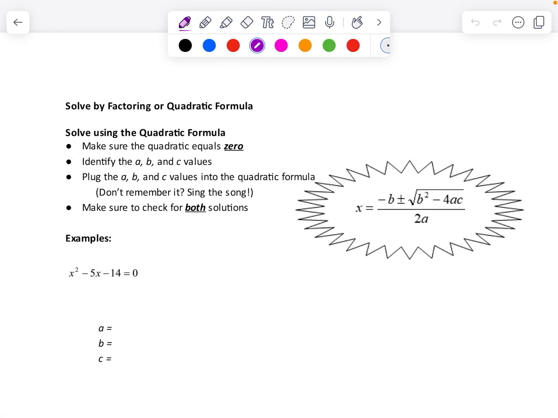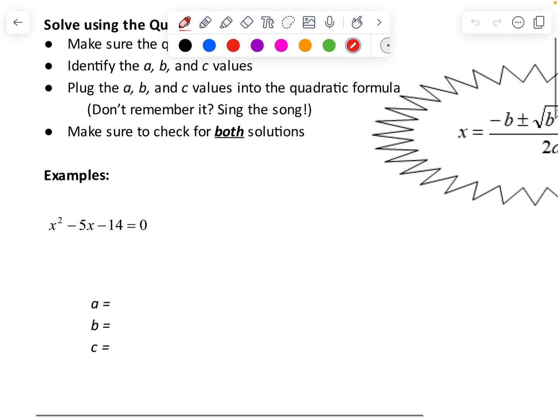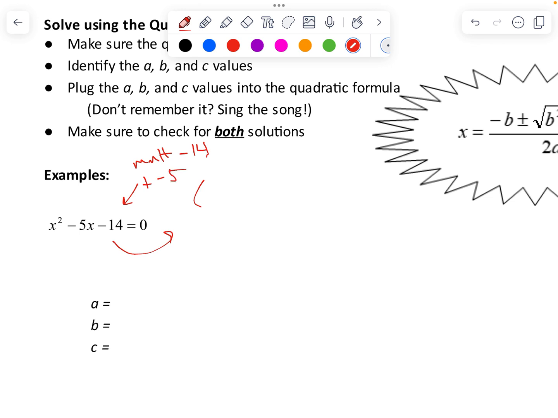Okay, so we're going to look at an alternate way to solve quadratics. What you may have noticed is that not all quadratics are factorable. This one is. We actually could figure out the answers. We need to find things that multiply to negative 14 and add to negative 5. So that is going to be negative 7 and positive 2. So the factored form would be x minus 7 times x plus 2 equals 0.